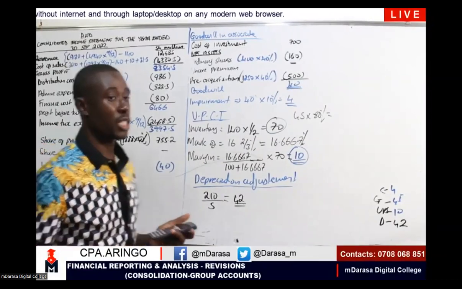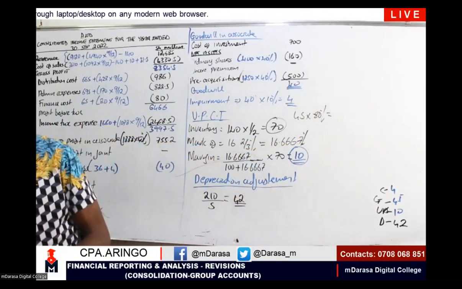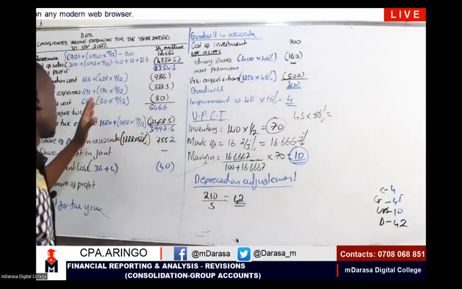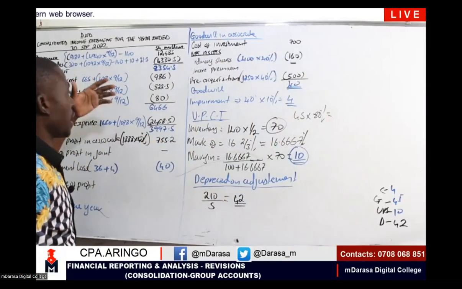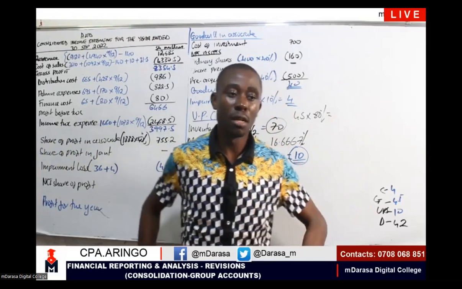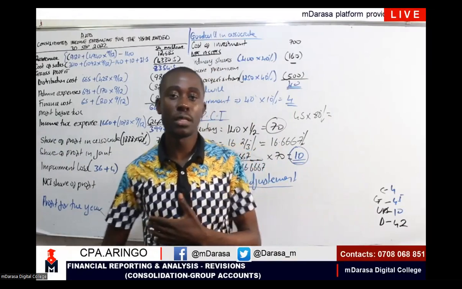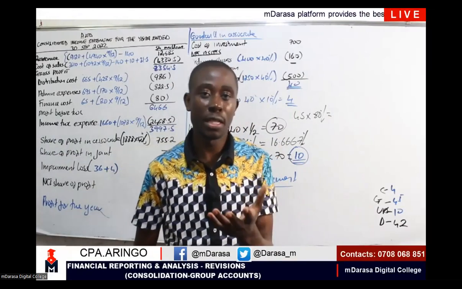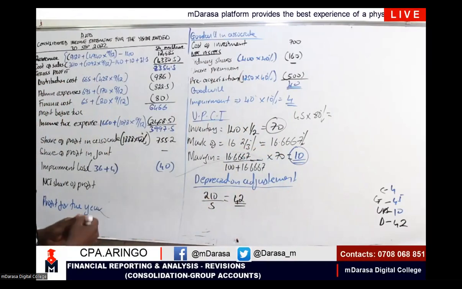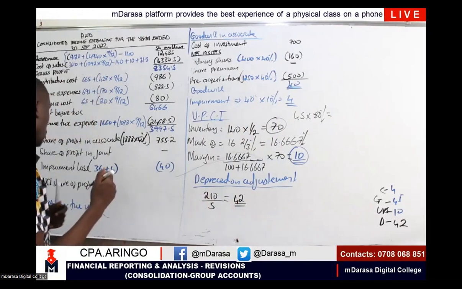What about the NCI share of profit? Basically, we are talking of post-acquisition now. Recall, we are adding subsidiary, and we are not the only person owning this subsidiary, but rather we had a percentage of NCI. So for us to determine our own profit, we have to deduct the profit of NCI. That's the essence of deducting the NCI profit. What will we be having here?